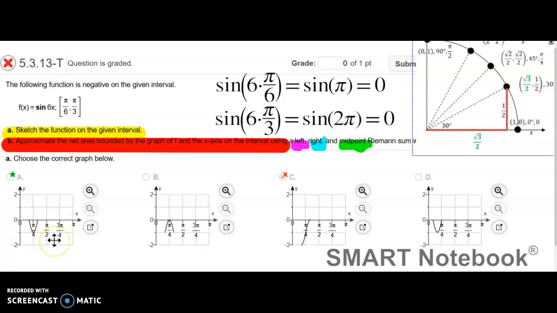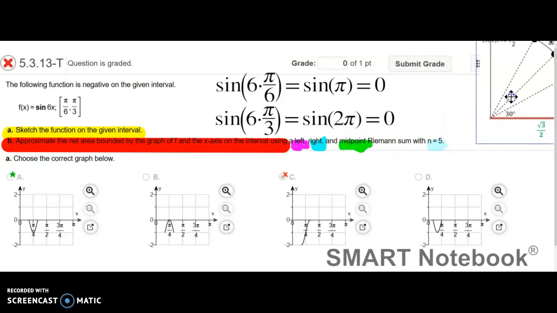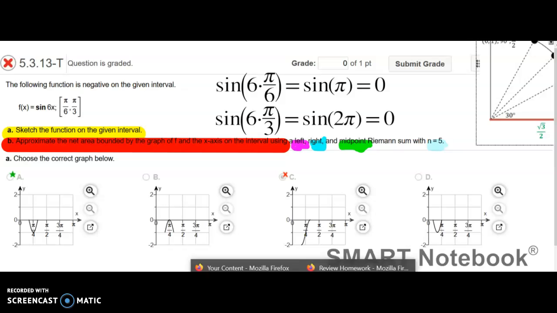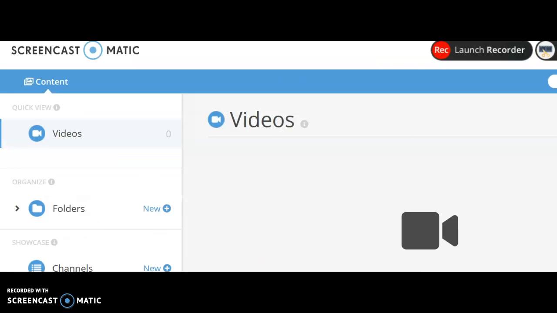Why this is important is because it's below the x-axis and it's going to be a negative area in the end. So any answer that we get to approximate the net area bounded by the graph, using a left or a midpoint sum with 5 subdivisions, is going to be a negative value in the end. And we are going to use our calculator. I'm going to use Desmos to show you. Okay, let's go there right now.